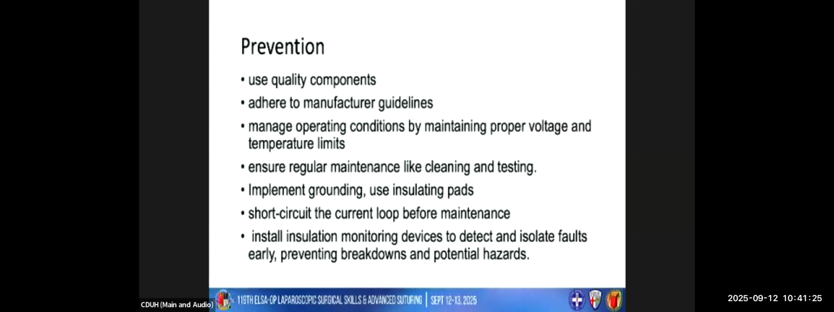Manage operating conditions by maintaining proper voltage and temperature limits. Ensure regular maintenance like cleaning and testing. Implement grounding using insulating pads, and short circuit the current loop before maintenance. Install insulation monitoring devices to detect and isolate faults early, preventing breakdowns and potential hazards.